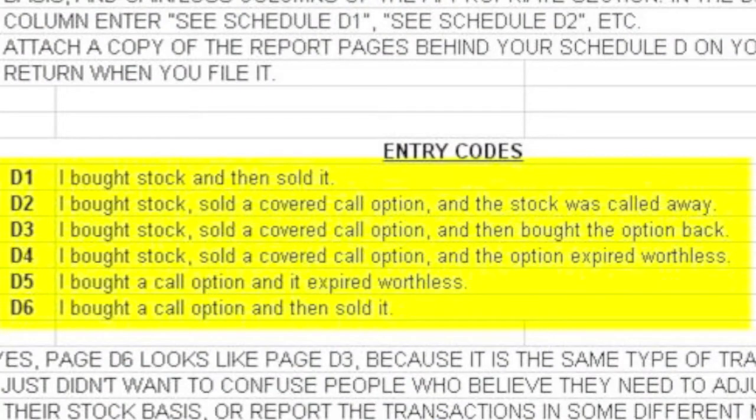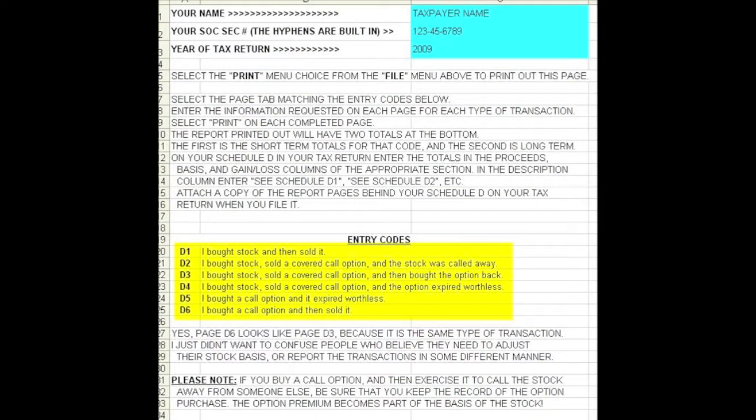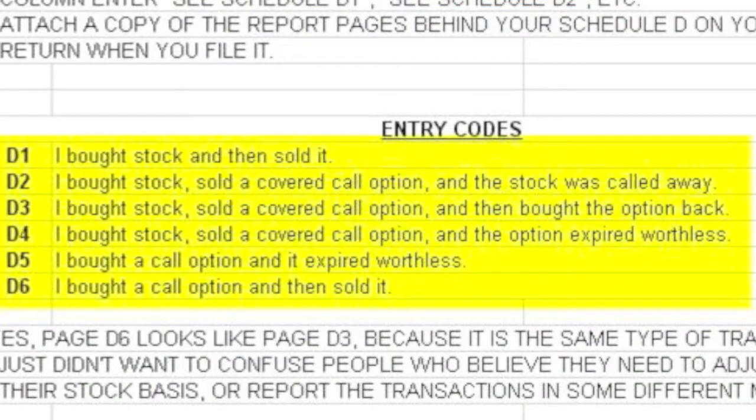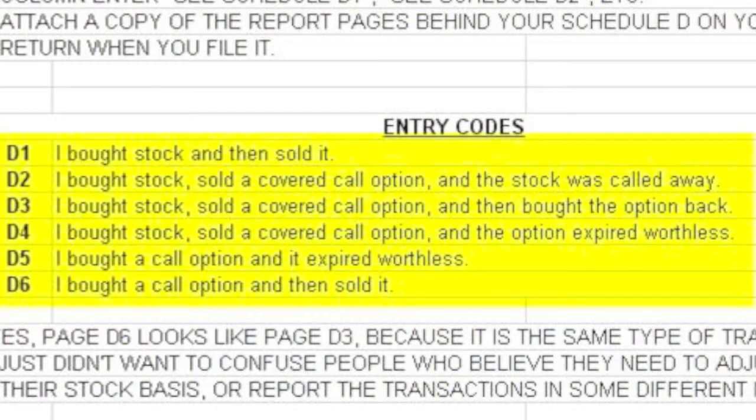3 of those tabs, D2, 3, and 4, represent possible covered call writing scenarios. Let me read them to you. D2 states, I bought a stock, sold the covered call, and the stock was called away. That's the one we'll be discussing in today's video. D3, I bought a stock, sold the covered call, and bought back the option. And D4, I bought a stock, sold a covered call, and the option expired worthless. So those are the 3 covered call writing scenarios.